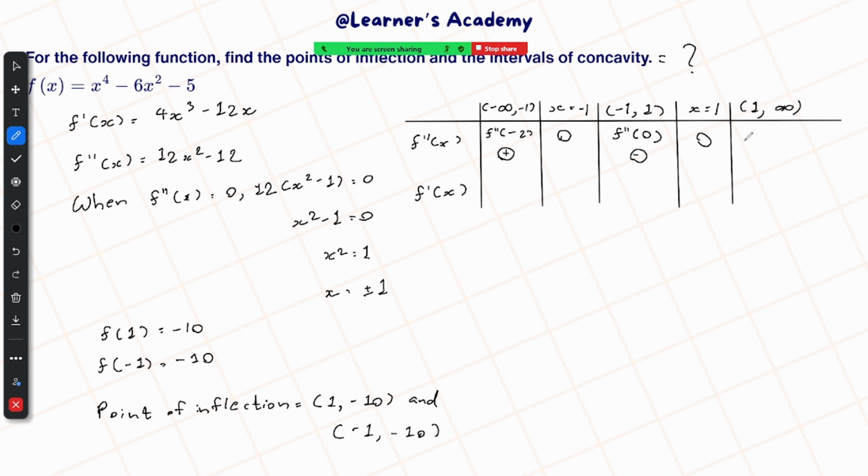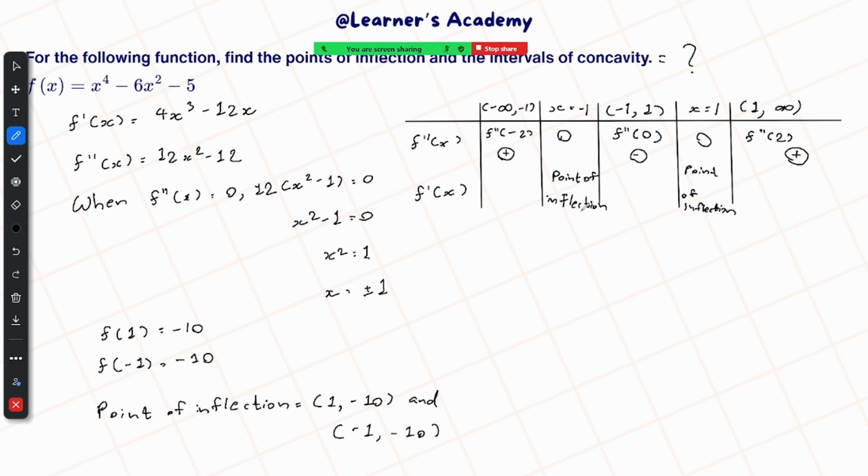And then afterwards, I will try putting in an x value of 2. If we put in an x value of 2, we get 36, which is a positive number. These are points of inflection, as we have calculated here already, and the same goes with this one as well, point of inflection.